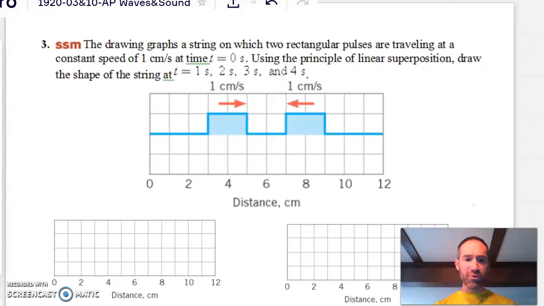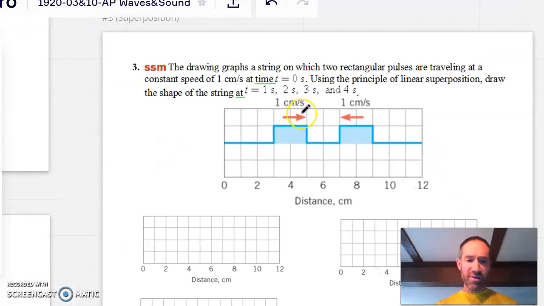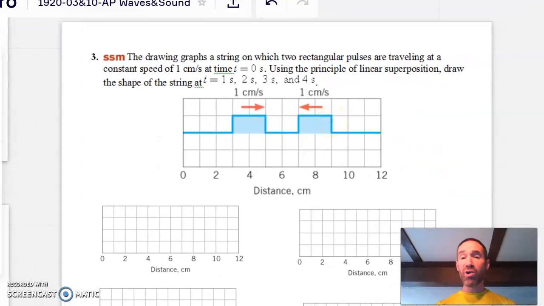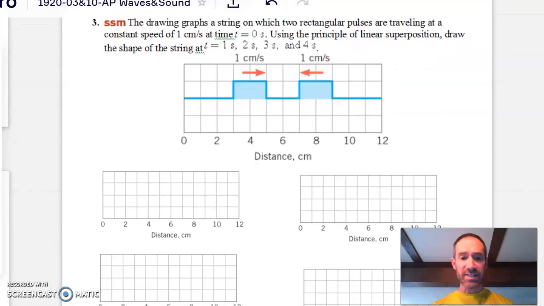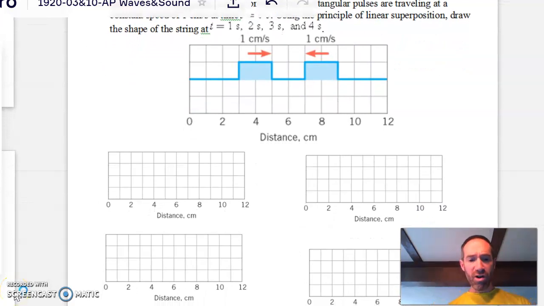Here's a nice example for us, and it shows us that we have 2 square wave pulses. And so these 2 pulses are traveling at each other, and they're moving at the same speed. They're in the same medium, so they will be moving at the same speed. All waves always show that. And they are moving at a constant speed of 1 centimeter per second. And here is where they are at time equals 0. And so they ask you to show what would the interference pattern look like 1 second, 2 seconds, 3 seconds, and 4 seconds later.